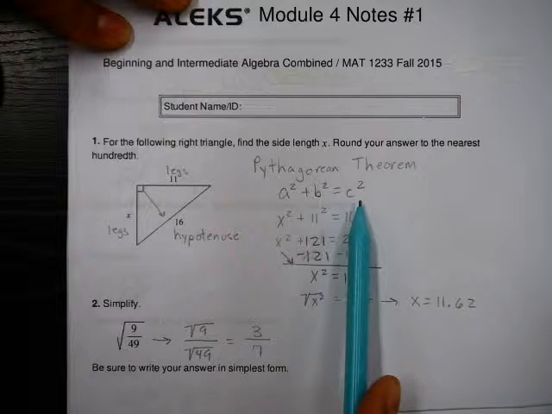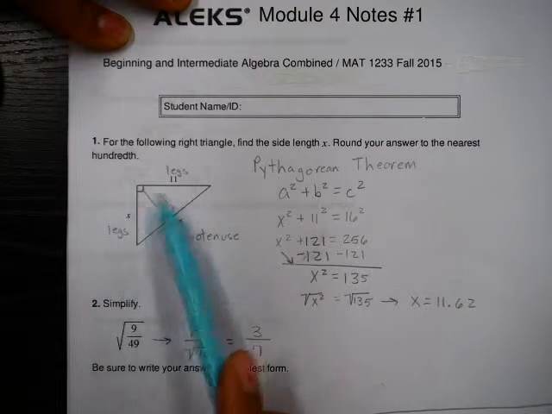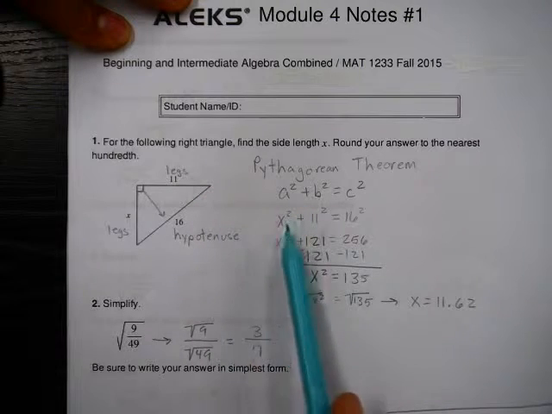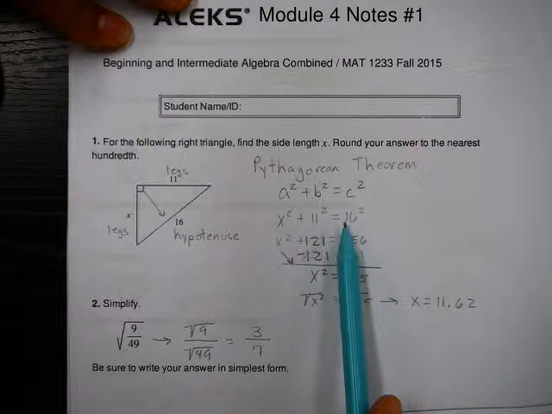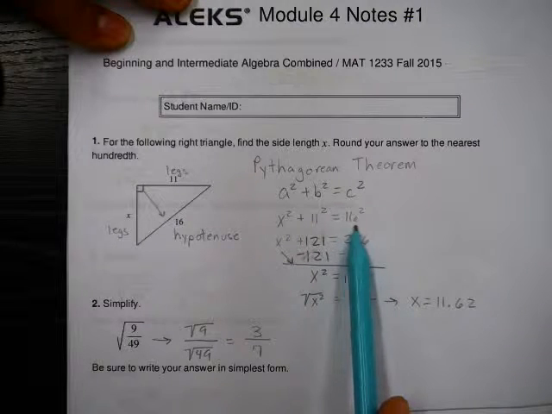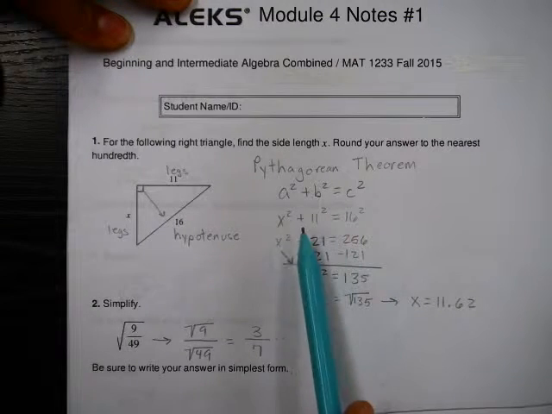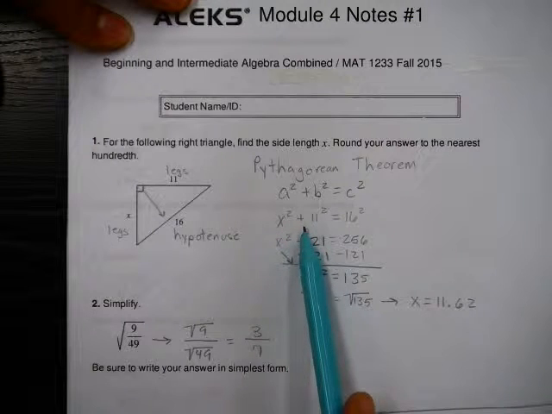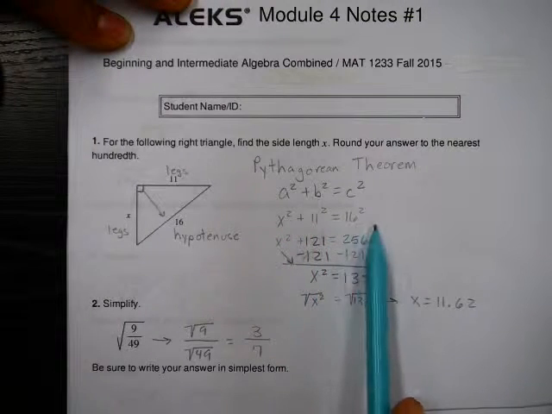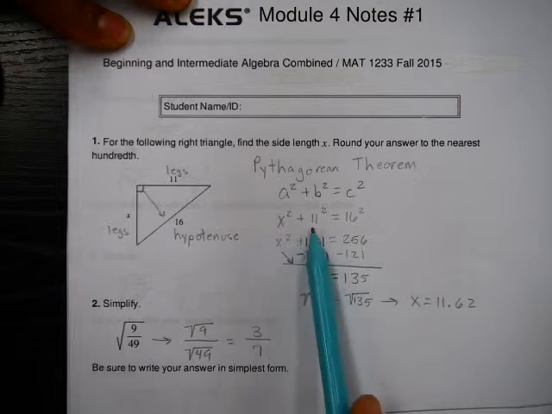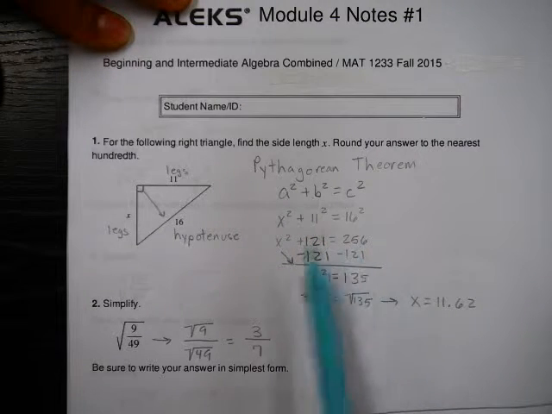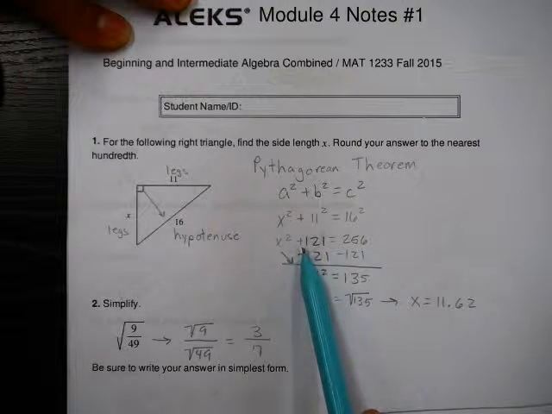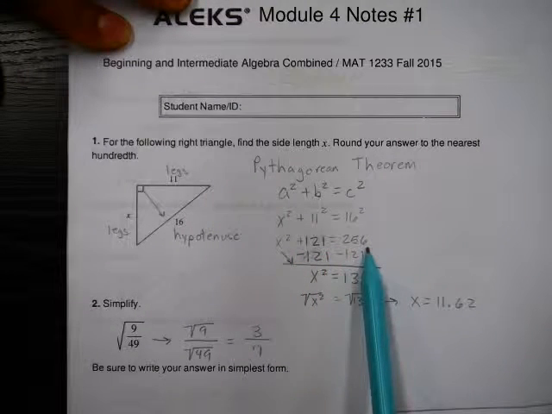C. My sides x and 11 are my legs, so I set up x squared plus 11 squared, and side 16 is my hypotenuse, so I plug that into C, so it equals 16 squared. So if x squared plus 11 squared equals 16 squared, we work out 11 squared to be 121 and 16 squared to be 256, so I have x squared plus 121 equals 256.